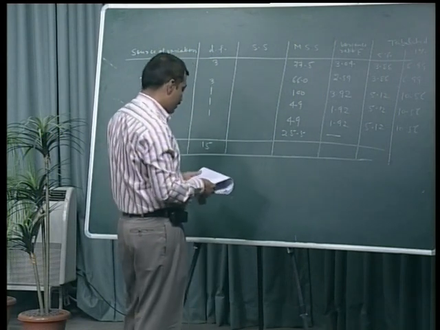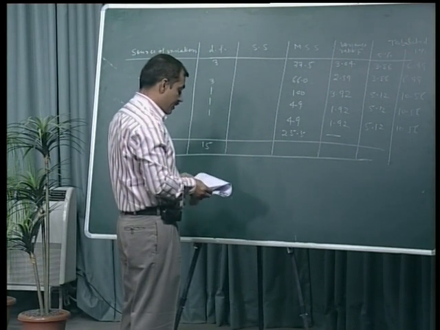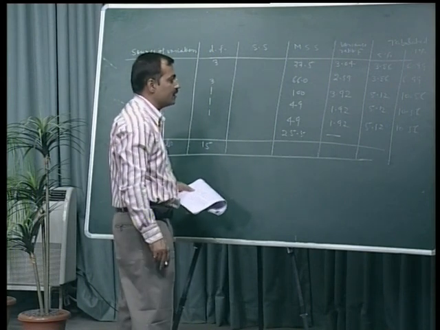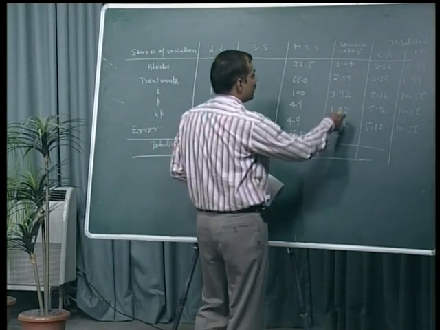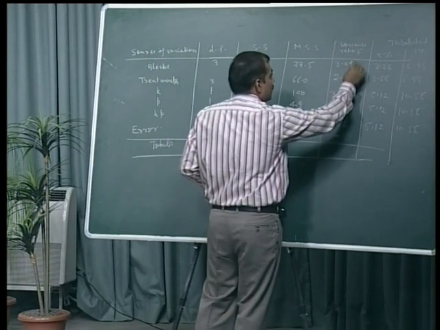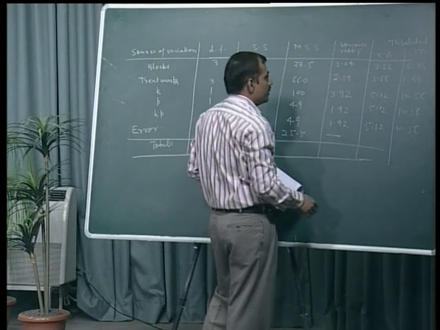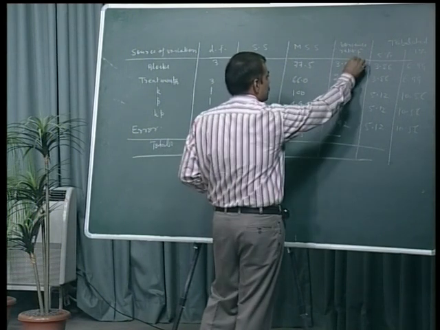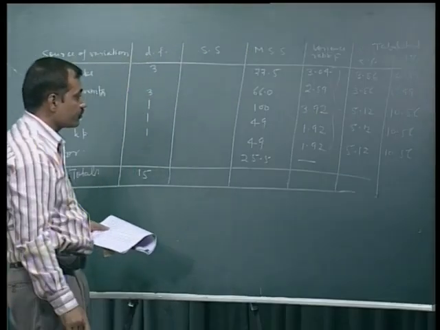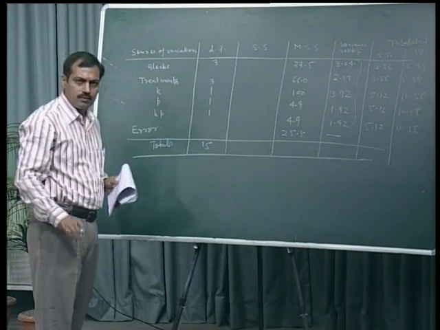So in all the cases there is no significant difference in main or interaction effects present in the experiment, because our null hypothesis is accepted. Calculated F is less than tabulated F in all the cases, so there is no significant difference here. Now, any questions? Thank you.